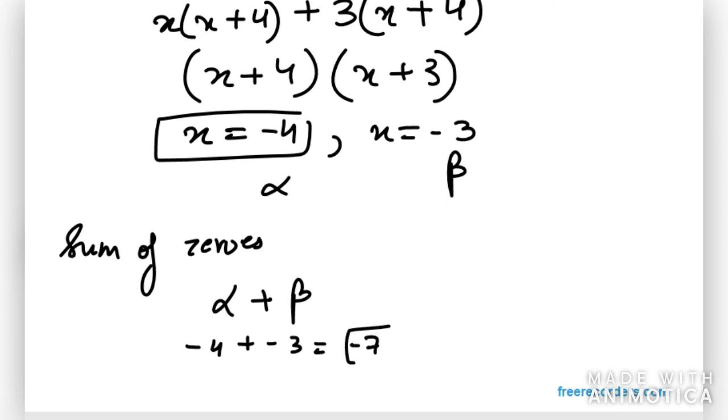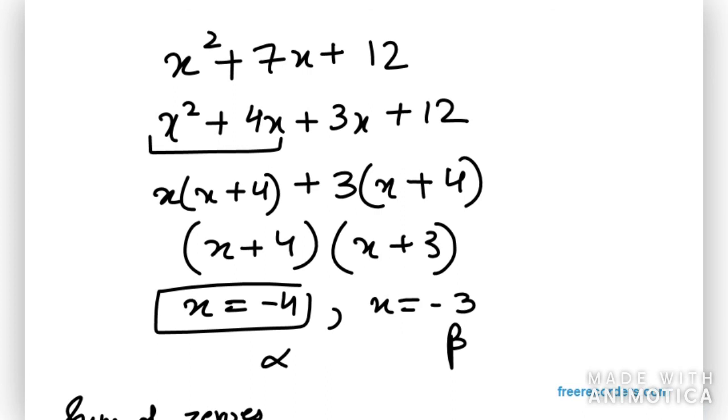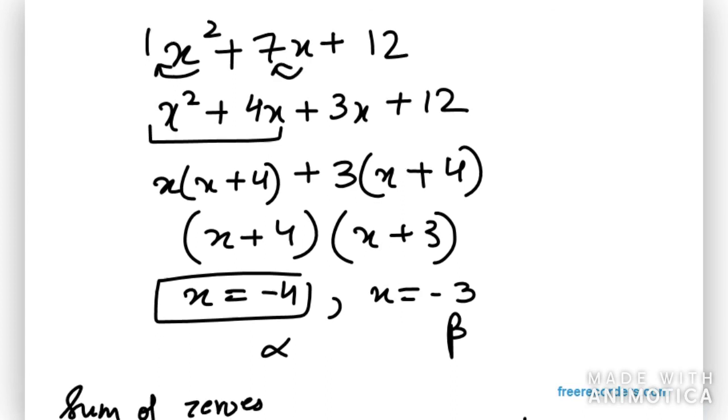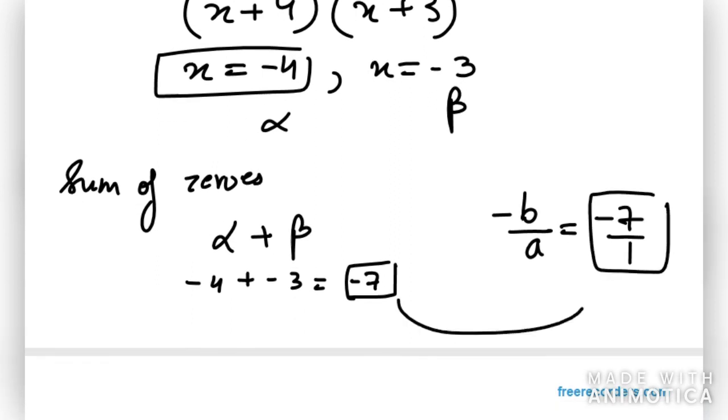Now as we have done the formula under this, that says minus b over a. So we need to look for the coefficient of x and coefficient of x square. Coefficient of x is 7 and coefficient of x square is 1. So minus 7 over 1. Now you can verify this very well with this. So we get minus 7 as the answer. Now the next is product of zeros.